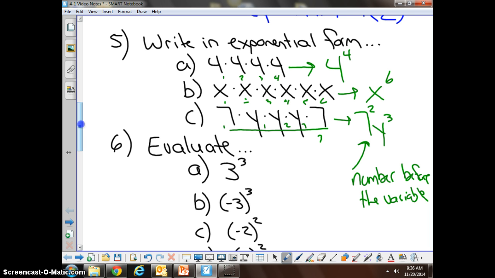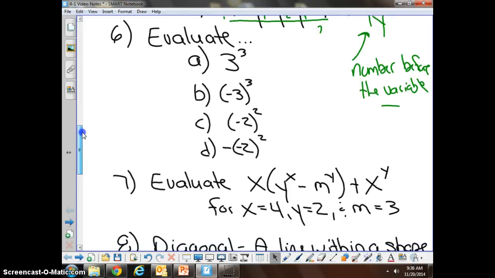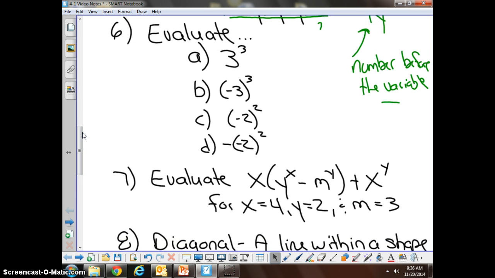And that's very much the same when you are writing an algebraic expression that's being multiplied. The number should always come before the variable if that algebraic expression has a number and a variable. This one says evaluate now, which means give me an answer. So 3 to the third is just like saying 3 times 3 times 3, which is 27.